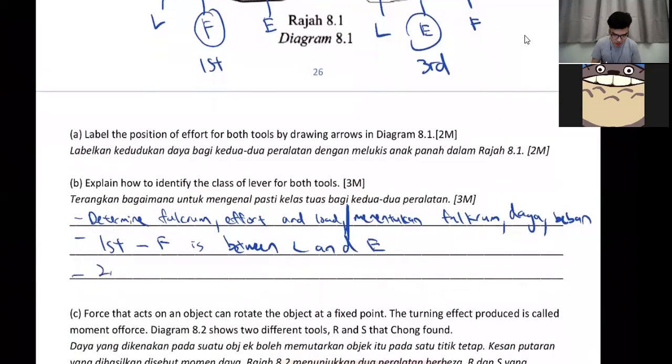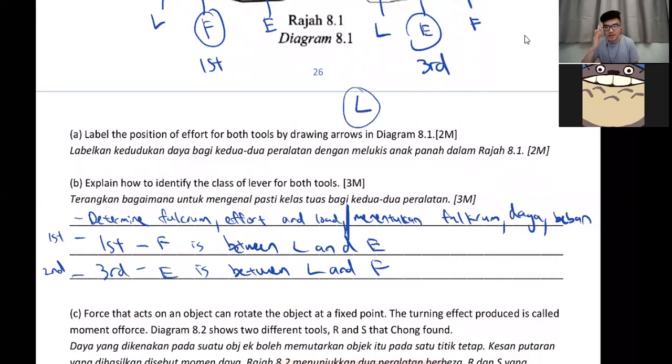As for the second two, the second two is third class. Why is it third class? Because E is between L and F. Daya di antara beban dan fulcrum. So something is always between this and that. That's how you explain. So why is it second class? Now, who is at the second class? Second class, L is in the middle, right? Now, why is it second class? Because load, L, is between F and E. Beban di antara fulcrum dan daya.